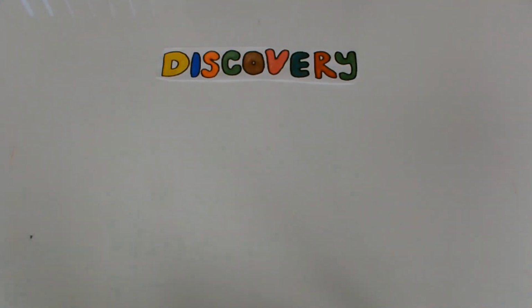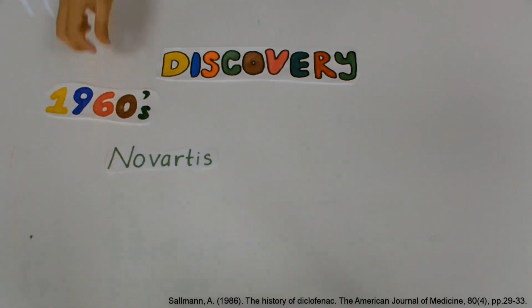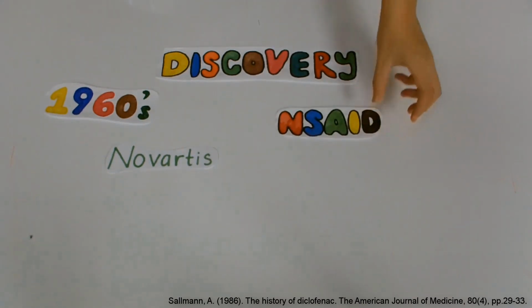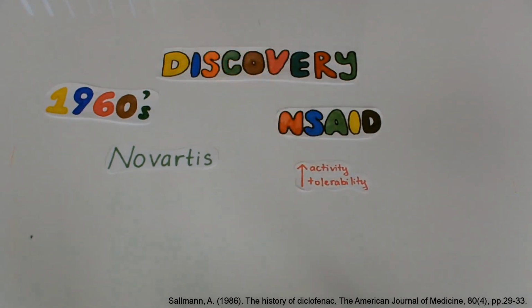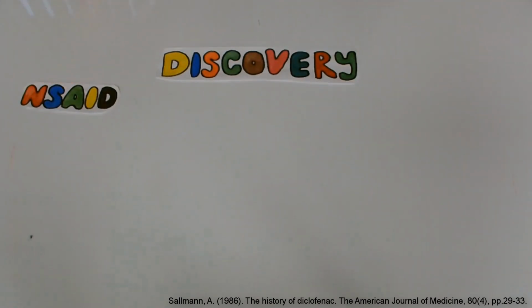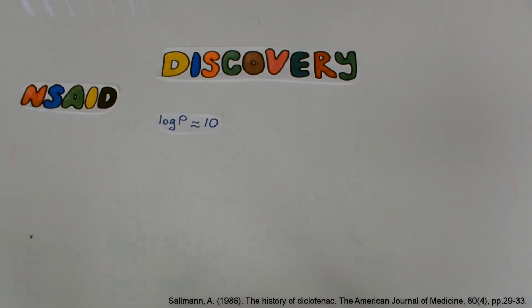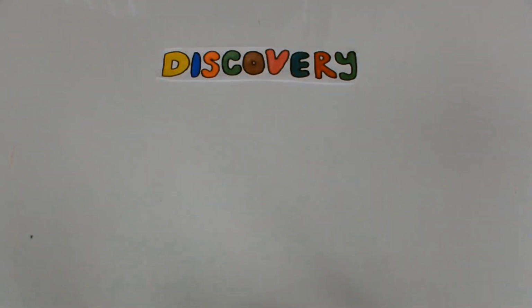Diclofenac was discovered in the 1960s by Ciba-Geigy Company, now known as Novartis. They had the aim of developing an NSAID with higher activity and tolerability than the current drugs on the market. To do this, they assessed the physiochemical properties that were present on NSAIDs, and found that they shared a common partition coefficient at physiological pH of approximately 10, that they were weak acids with a pKa of approximately 4 to 5, and they had two aromatic rings twisted in relation to each other.